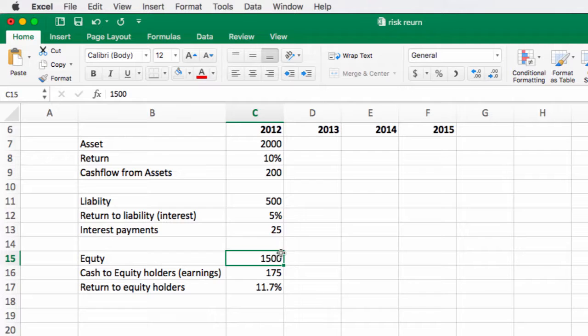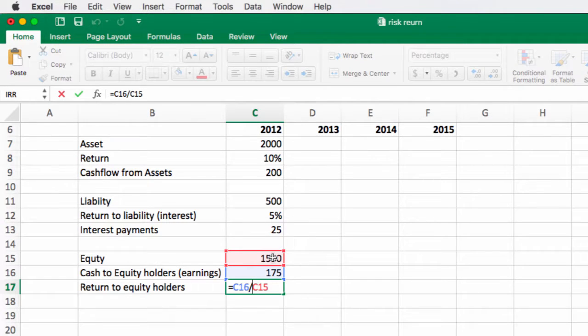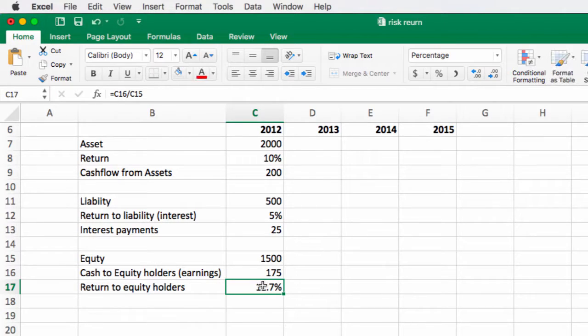The equity then, by difference, is 2,000 minus the 500, which is 1,500. And the cash flow, also by difference, was 200 minus 25, or 175. And the return on the equity is actually this 175 divided by the 1,500, which shows that we require 11.7%.